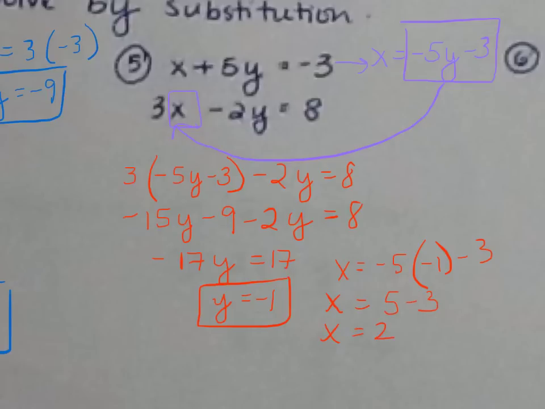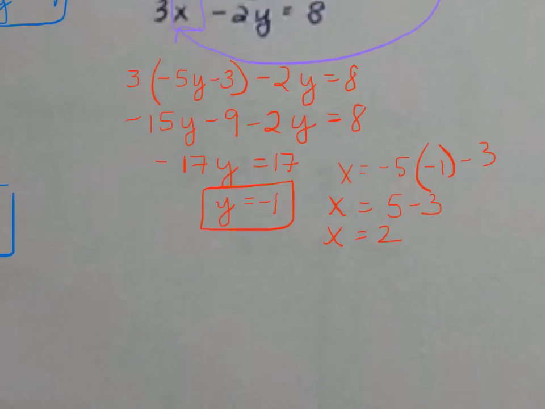X equals 2. And then once again, let's write that guy as an ordered pair. We're going to write it as 2, negative 1. There's my final answer.